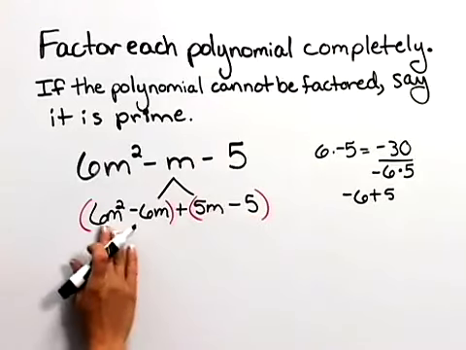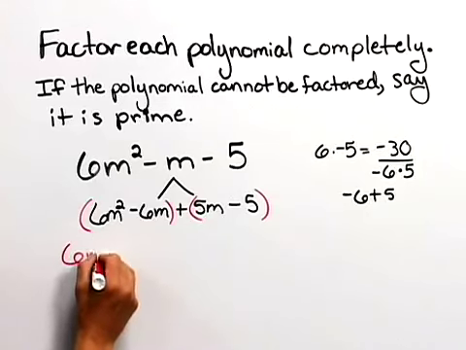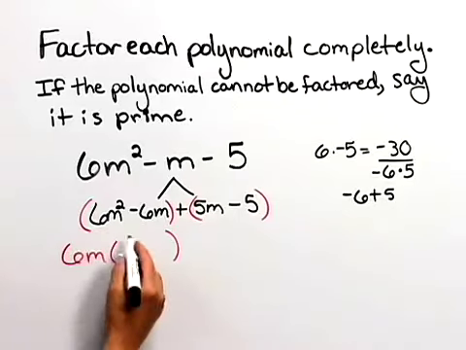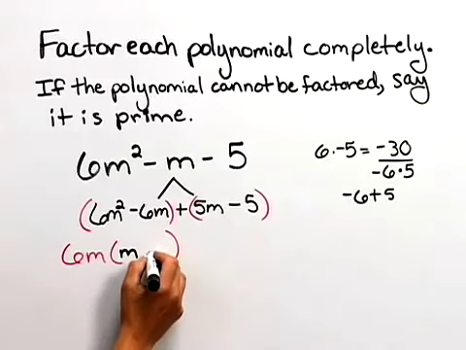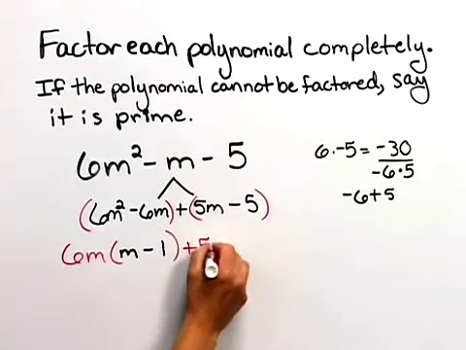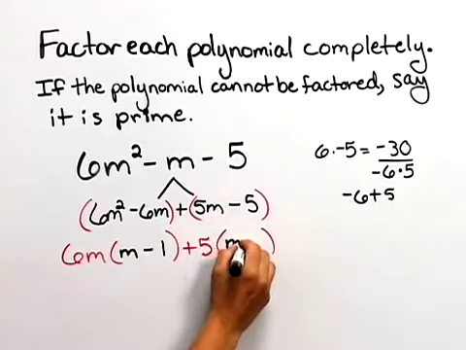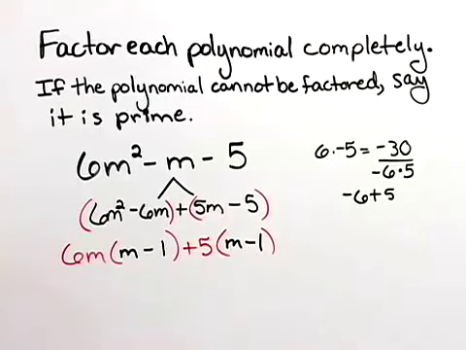The first 2 terms have a 6 and an m in common, so we'll factor a 6m out. 6m divided into 6m squared is m. 6m divided into 6m is 1, and since it's minus, that'll be a -1. On your second parentheses, they both have a 5 in common, so we'll factor a 5 out. 5 divided into the 5m is m, and 5 divided into this -5 is -1.